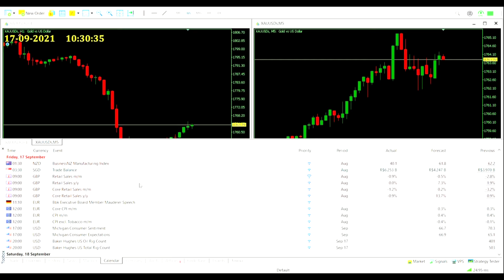And then at 9 o'clock on the Great British Pound, quite a lot of retail sales and core retail sales numbers coming in. Retail sales month on month came in at -0.9 against a forecast of -0.5 and a previous of 2.8. The year on year for those came in flat against the forecast of 7.3, so pretty disappointing there. On the core retail sales, it was an actual of -1.2 for the month on month against a forecast of 0.2. So they thought it was going to be a little bit of growth, but still not coming for them yet, but better than the previous of -3.2. And the year on year for that was -0.9 against a forecast of 13.7. So pretty far out on that one, and I'm sure they'll be disappointed with those numbers over there.